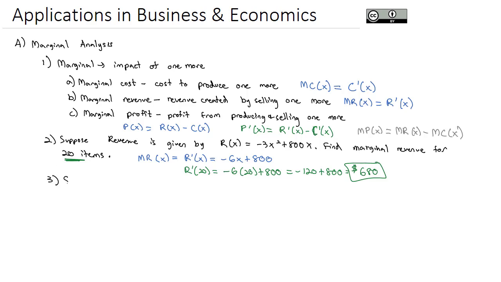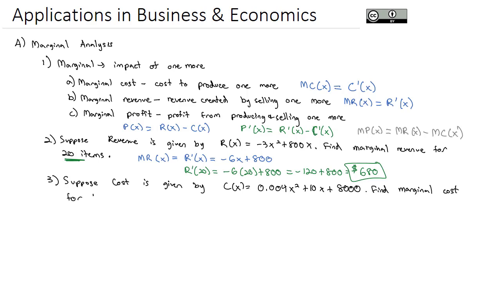Let's suppose cost is given by the cost function C of x is equal to 0.004x squared plus 10x plus 8,000. And we want to find the marginal cost for 1,000 items. So we're selling 1,000 items right now. How fast would that cost change if we increased by 1?